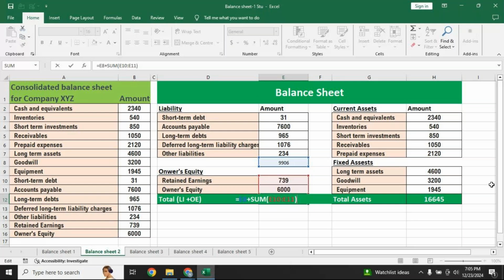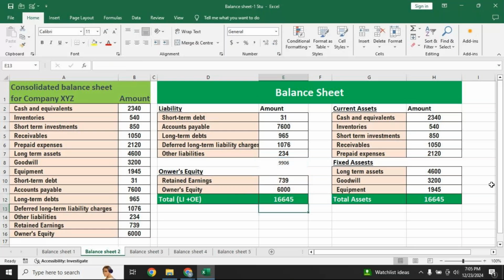Done? I hope everybody got the same answer. Okay, so let's move to the next one, balance sheet 3.